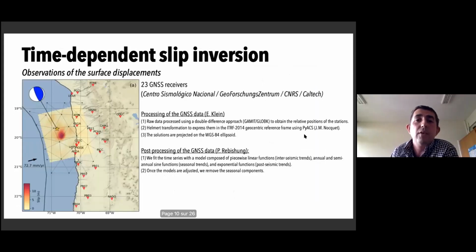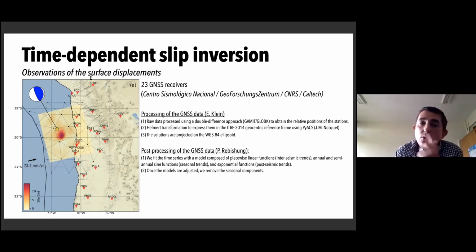And so before doing that, we have developed a scheme for doing time-dependent slip inversion. Usually the way slip imagery is done with geodetic data is that you take a static image at a given time. But here we wanted to see not only the spatial distribution of slip, but also how slip evolves in space and in time. So we had to develop this time-dependent slip inversion. I'll come to the method a little bit later, but let's first start with the observations that we are going to use in our study.